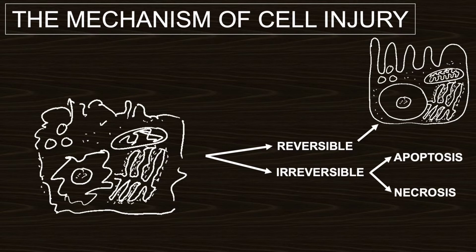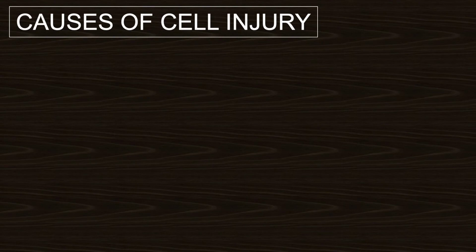Think of a car. If the car has a small dent in its body, it can be repaired. But if the car is completely flattened by a truck, that damage is irreversible, and the car will most likely have to be scrapped. Now that we've discussed what happens when a cell is injured, what exactly are these damaging stimuli? In other words, what are the causes of cell injury?